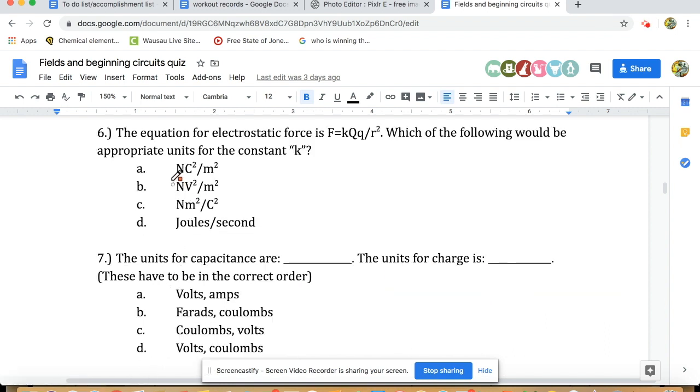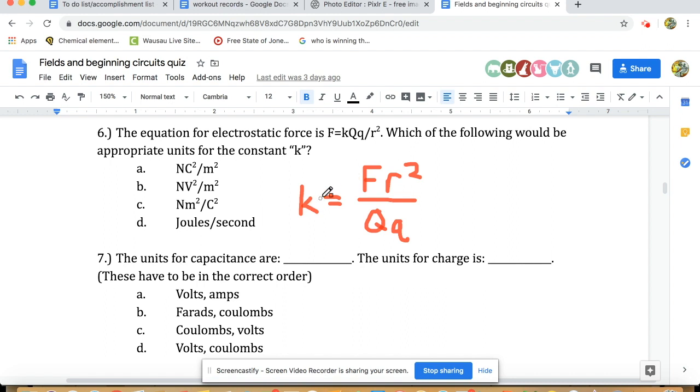Now, number 6 and number 7 are about units. The equation for electrostatic force is given as F equals kqq over r squared. Which of the following would be appropriate units for k? Now, the way you solve this is to algebraically solve for k. If I solve for k in that equation, then I would get that k is equal to F, then I have to multiply the r squared over, and then I would divide by q and q. So that'd be the algebraic way to solve for k.